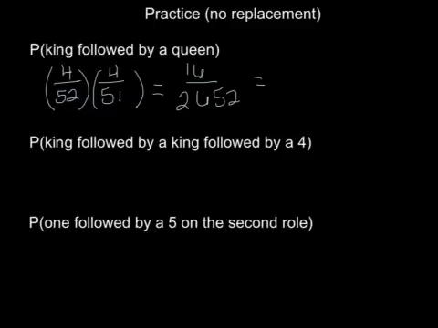So when I take this decimal, 16 divided by 2,652, I get 0.006. And there's my first answer.